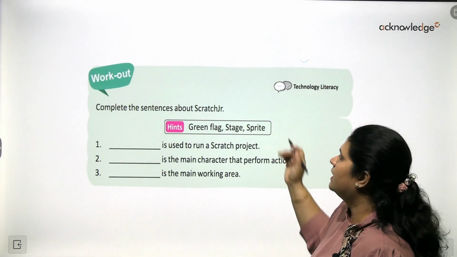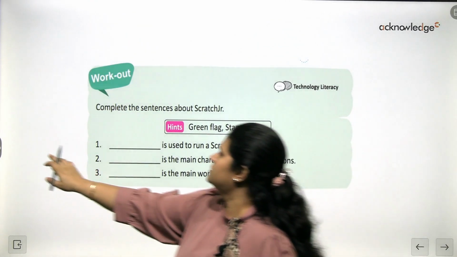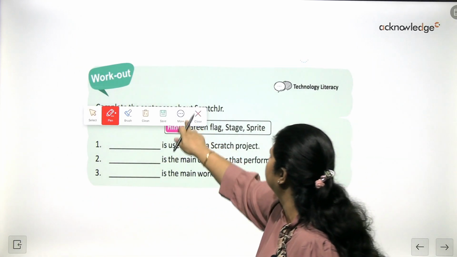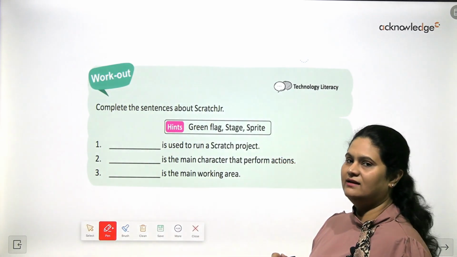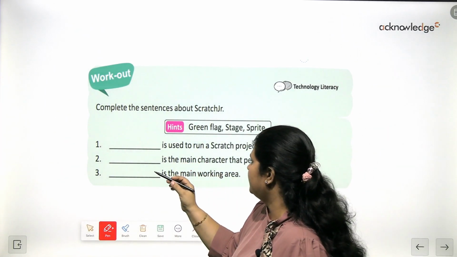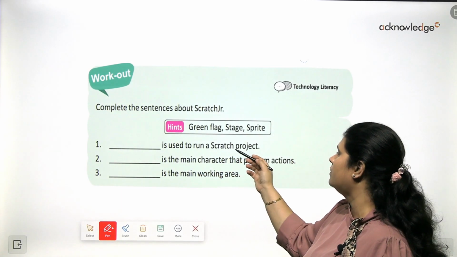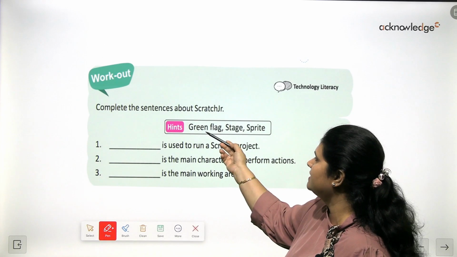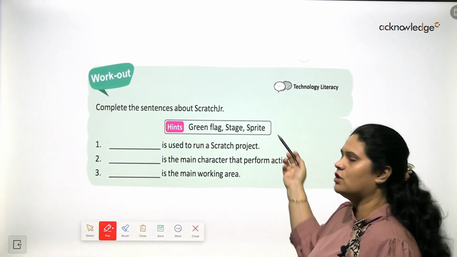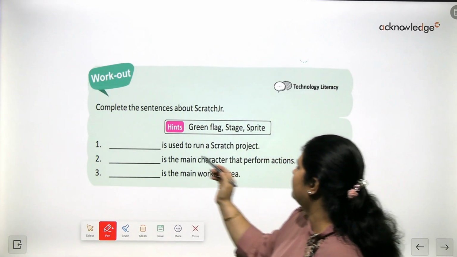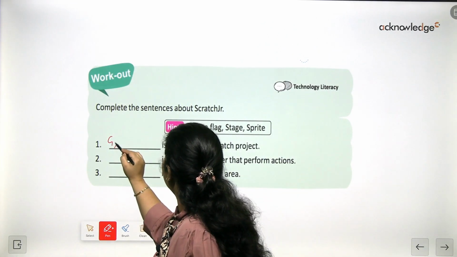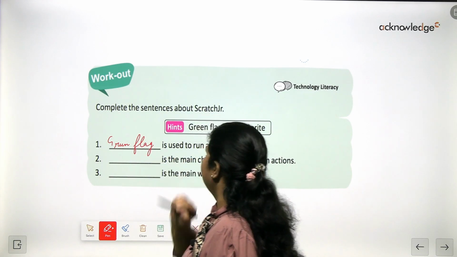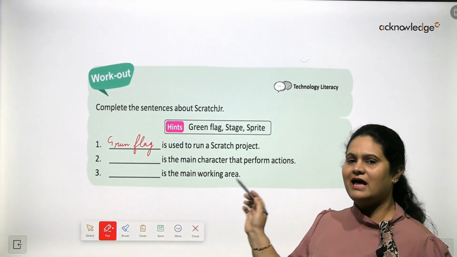Now, let us complete these sentences about ScratchJr. Quickly take out your pencils and do it with me. Ready? First one says, dash is used to run a Scratch project. So, which one is it? Check these hints. Green flag, stage or a sprite? Yes, correct. It is a green flag. Green flag is used to run a Scratch project.